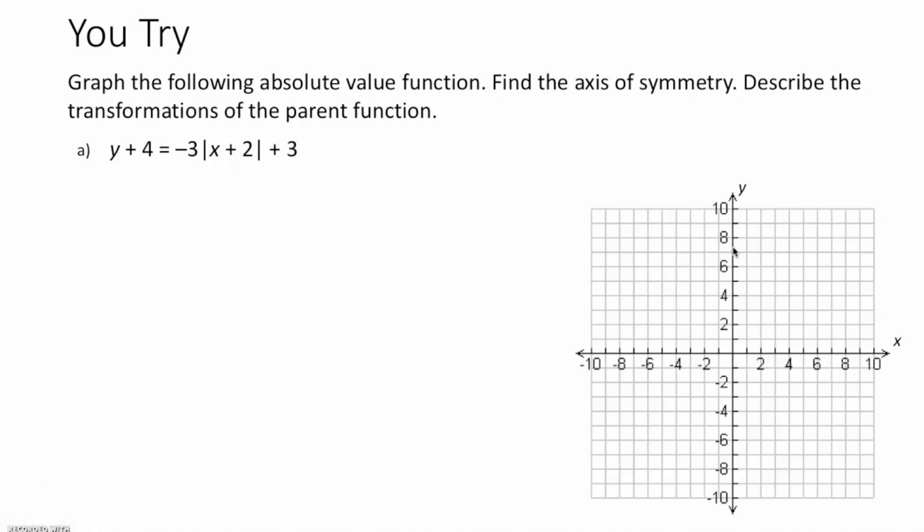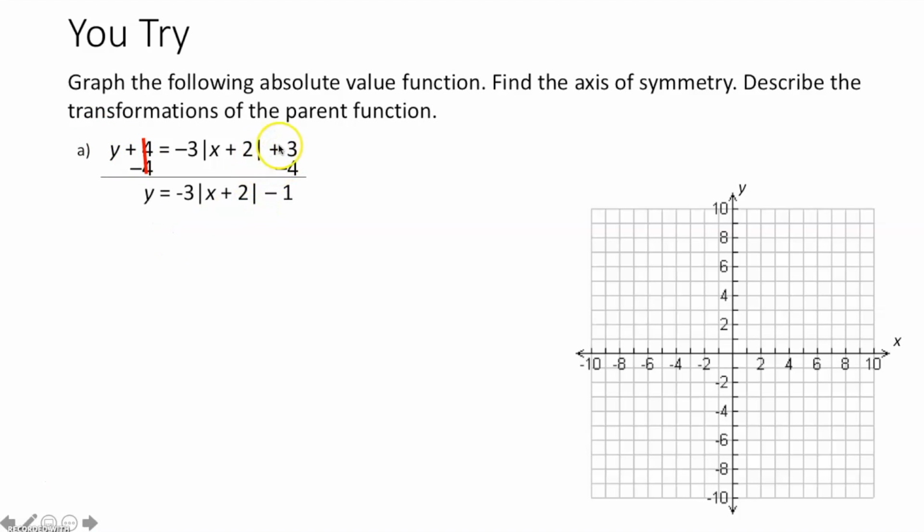You try. Okay, so again, first thing we want to do is put it into vertex form. So it's got to be y equals a times the absolute value of x minus h plus k. So I want to get this +4 to the other side. So to do that, I do the opposite, the inverse. I subtract 4 from both sides. That way these cancel each other out.